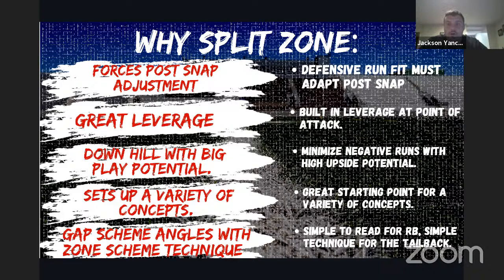If you're always running gap scheme stuff, I think that's great. One of the downsides of gap scheme is the doubles can change a little bit. And you're going to get different looks based on how teams handle pullers and things like that. Zone is a little simpler for your guys up front. But at the same time, you're able to get the great angles you get out of a gap scheme concept.